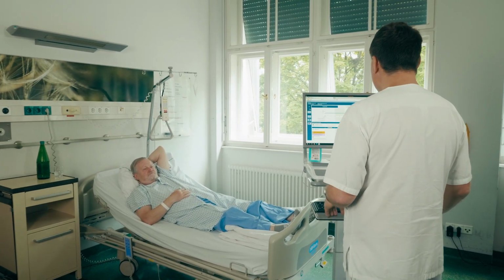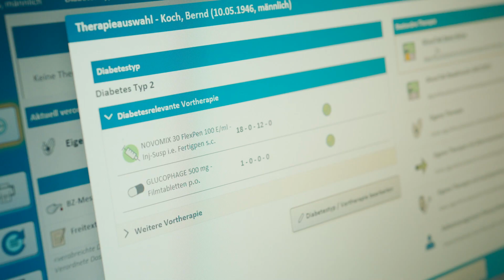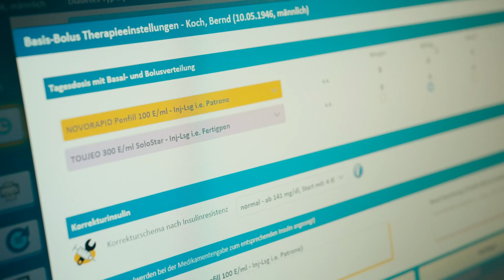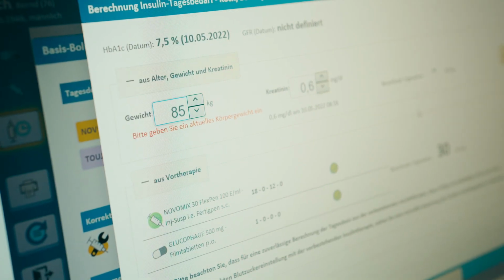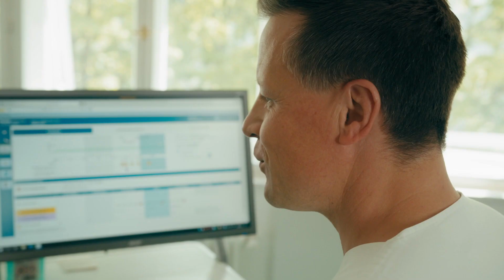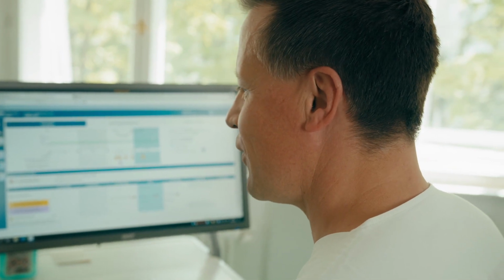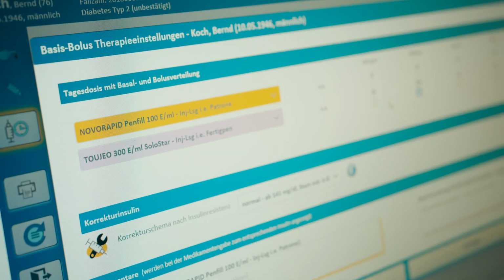When diabetes therapy is necessary for a newly admitted patient, blood glucose lowering therapy is initially prescribed by a physician. Here, the physician chooses a basal bolus insulin therapy using the GlucoTab algorithm. In the next step, the daily insulin requirement is determined. Depending on whether previous insulin therapy is already known, different variants are available for this. The allocation to the planned doses for the long-acting and short-acting insulin then takes place automatically.